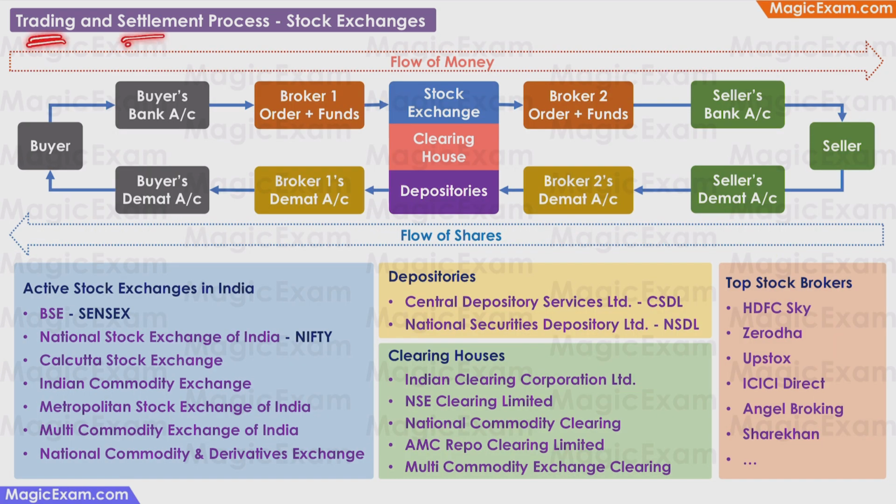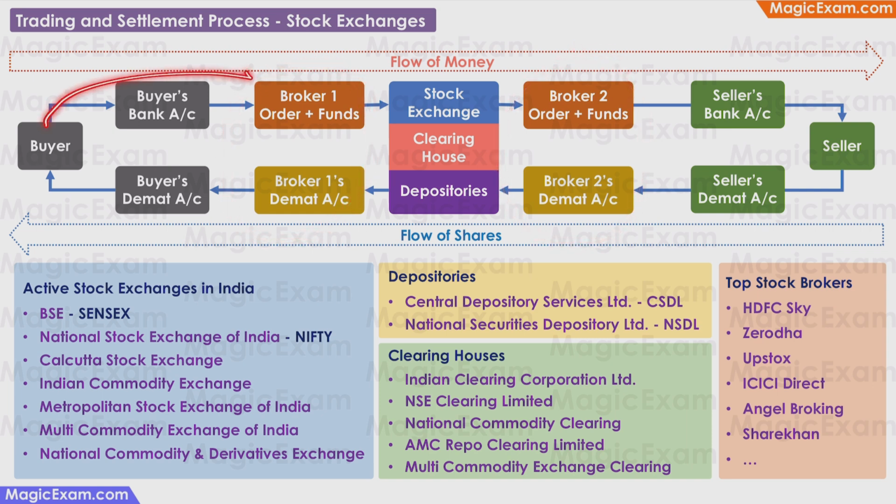Let us break down the trading and settlement process in the stock market using this simple flowchart. Imagine you have a buyer on one side and a seller on the other side. Individuals cannot directly trade on the stock exchanges, and all trading is done through registered brokers who are connected to the stock exchange. So we have broker 1 for the buyer and broker 2 for the seller.